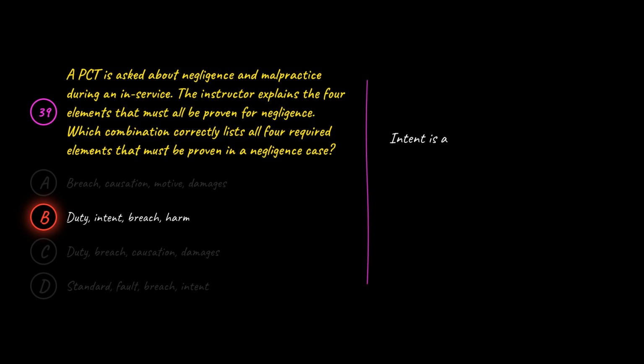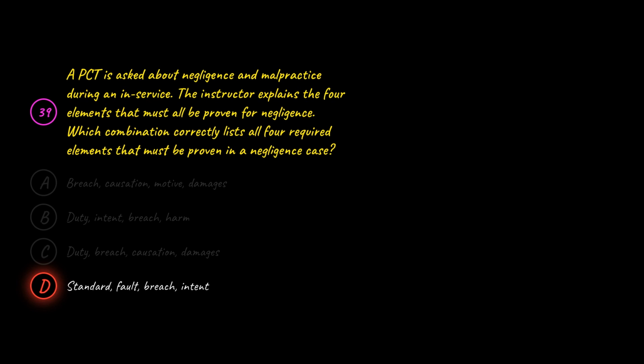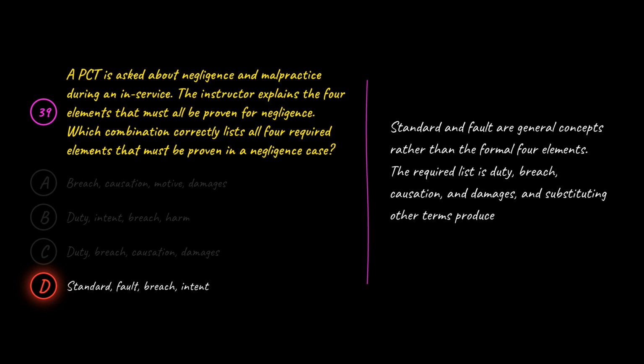B is wrong because intent is an element of intentional torts, not negligence. Negligence is about a failure to meet a standard of care, not about intending to cause harm. So adding intent misclassifies the elements required for liability. D is wrong because standard and fault are general concepts rather than the formal 4 elements. The required list is duty, breach, causation, and damages, and substituting other terms produces an incomplete framework that cannot support a negligence claim in court.